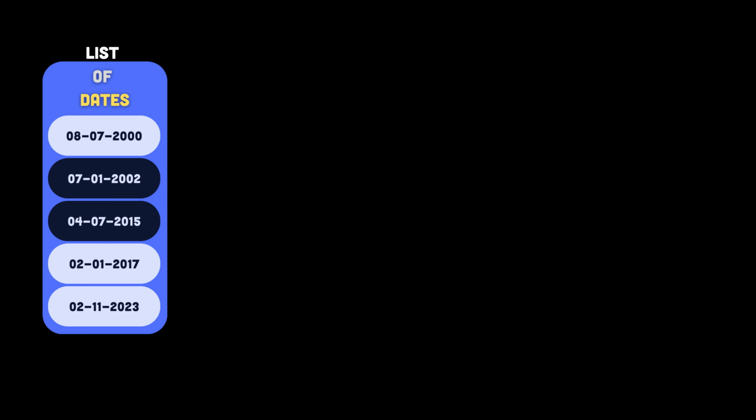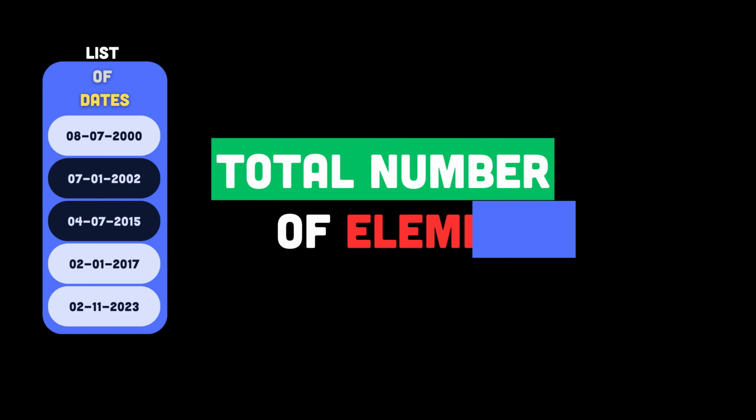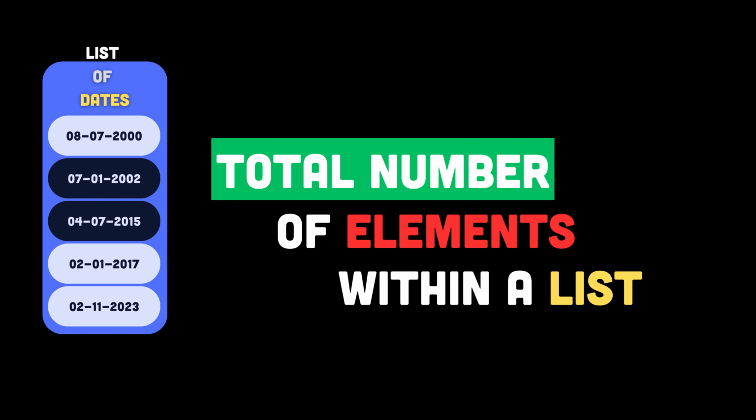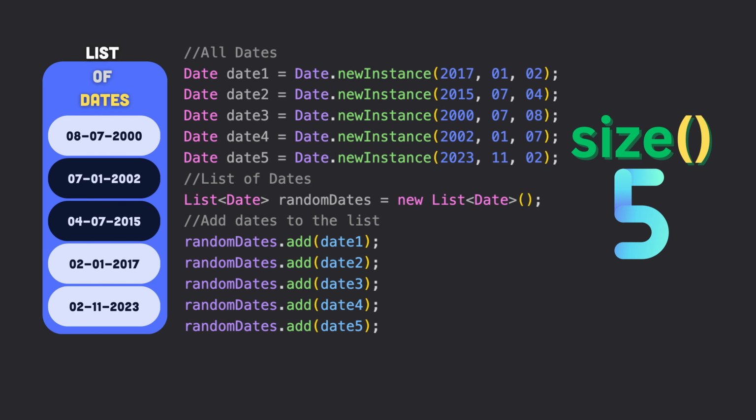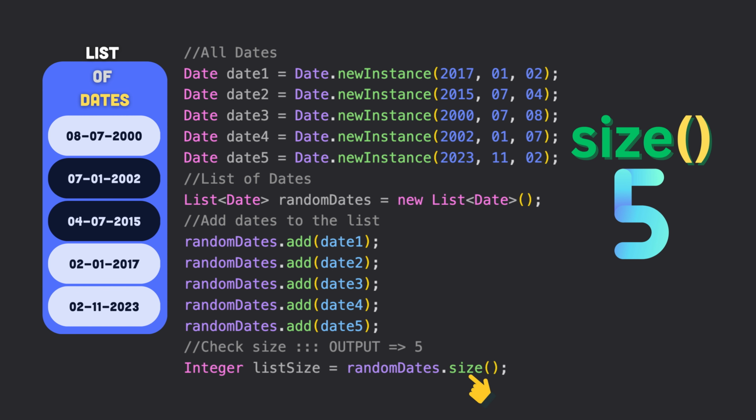Sometimes there are situations where we would like to know the total number of elements within a list. This can be achieved using the size method of the list class. In this example, we use the size method on our random dates variable and get 5 as an output.